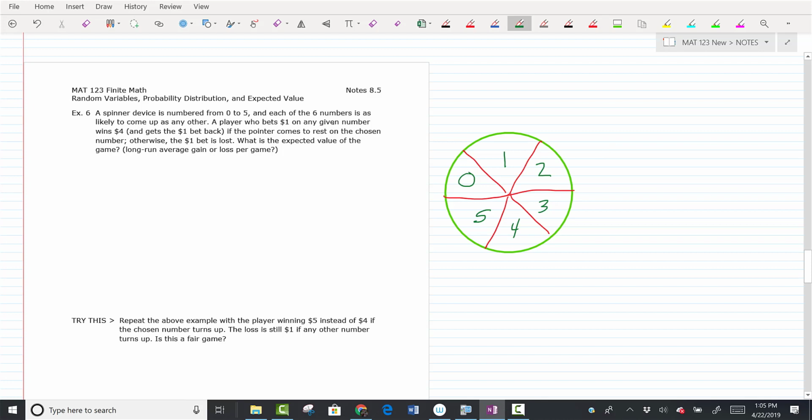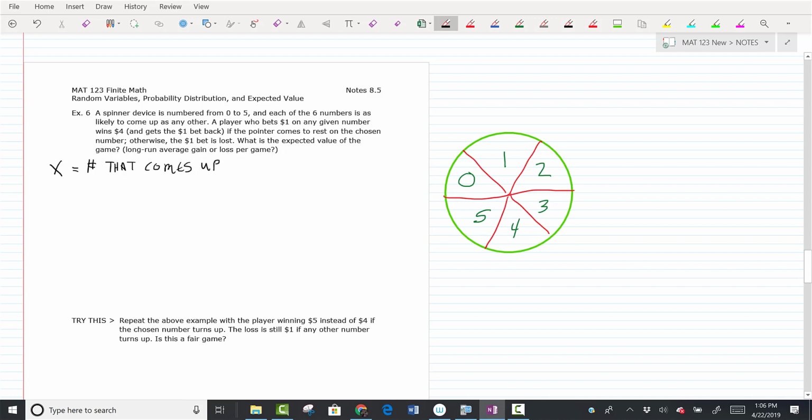Okay, if the dealer spins the number that the player says, then you win $4. Okay, so this basically is going to go like this. When we put this together, we're going to start with our random variable. The X is going to be the number that comes up on the spinner.